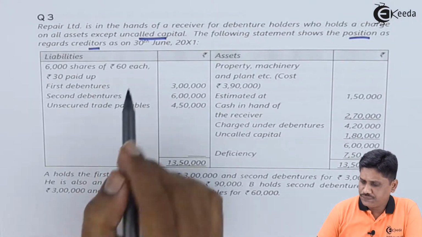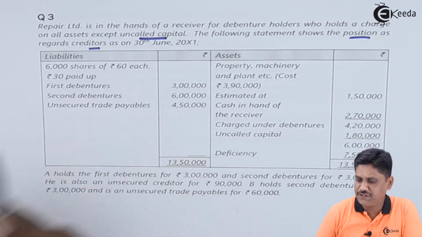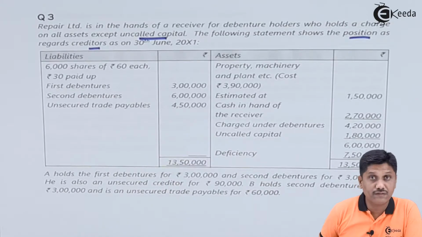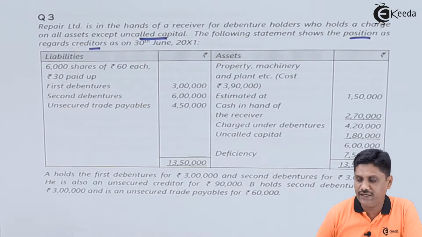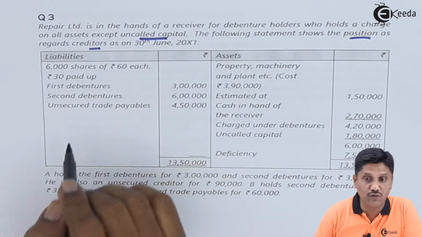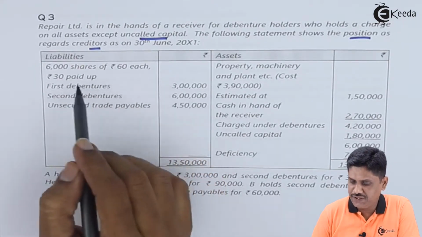Let's read that. 6,000 shares of rupees 60, 30 per share paid. Amount is 3 lakhs given, gross amount, because uncalled capital they have written on the opposite side. So I can say paid up capital will be 1,80,000 only, that is 6,000 into 30. 6,000 shares of 60 each, 30 paid up.